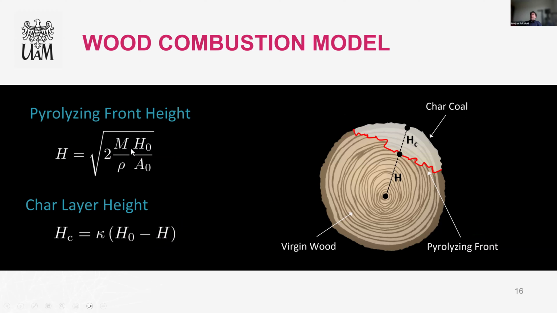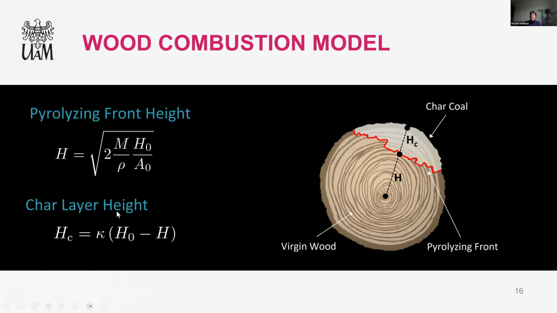So mathematically, this parameter h of our surface elements is given by this equation, where m is the mass of a surface element at a given time point, h0 is its starting height, rho is the density of the wood, and a0 would be the surface area of the surface element, so like the top part of the surface element. So the only variable here over time is the mass. So the height is given, in this case, completely as a function of the mass of the surface element.